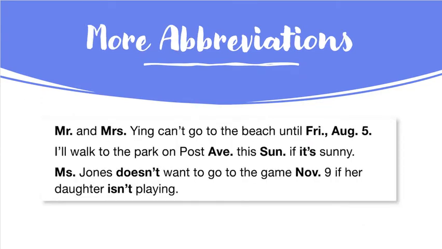So here I have some sentences using abbreviations. So let's go ahead and read through these sentences. Mr. and Mrs. Ying can't go to the beach until Friday, August 5th. I'll walk to the park on Post Avenue this Sunday if it's sunny. Mrs. Jones doesn't want to go to the game November 9th if her daughter isn't playing.